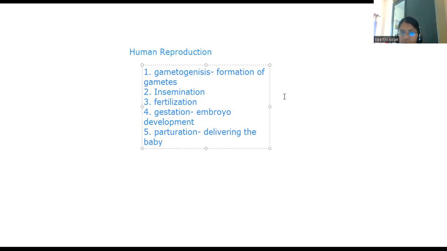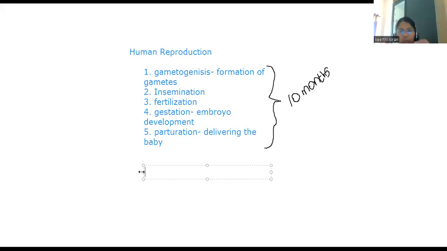All these functions will take around 10 months in total. These processes altogether will take around 10 months to happen.